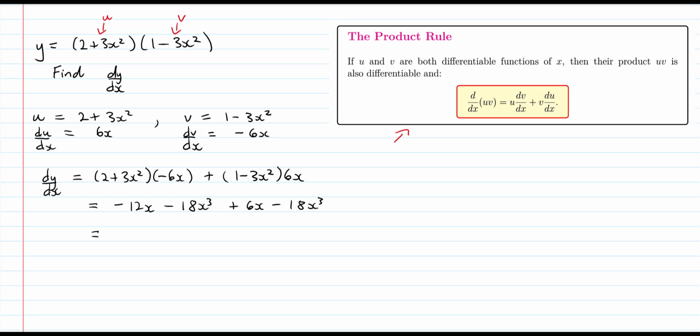And then we can simplify this a bit, so we're going to get negative 36x cubed minus 6x, and we can actually factor out a negative 6x, so what we get then is negative 6x brackets 6x squared plus 1. Okay, so that's our final answer, and that's an example of differentiating a function using the product rule.